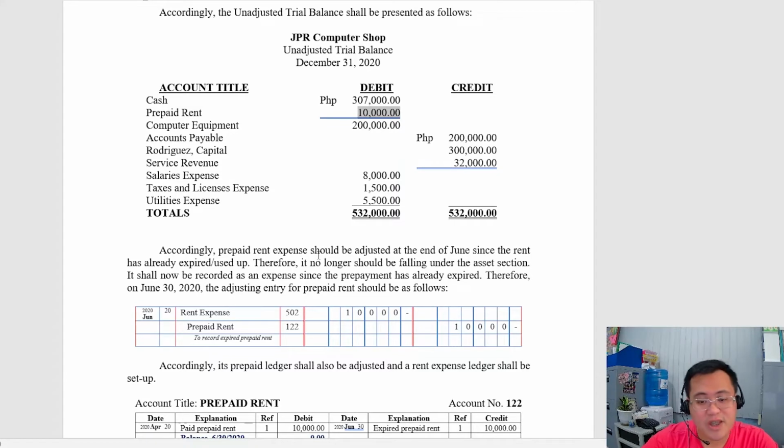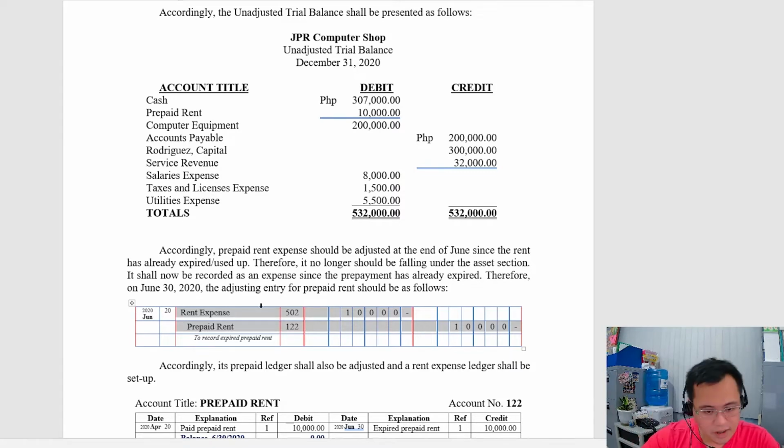Okay. Accordingly, prepaid rent should be adjusted at the end of June since the rent has already expired or been used up. So, on April 20, we record prepaid rent. However, on June 30, since we have already used up the rent, it no longer should fall under the asset section. It shall now be recorded as an expense since the prepayment has already expired. Therefore, on June 30, 2020, the adjusting entry for prepaid rent should be as follows. Debit, rent expense, credit, prepaid rent.